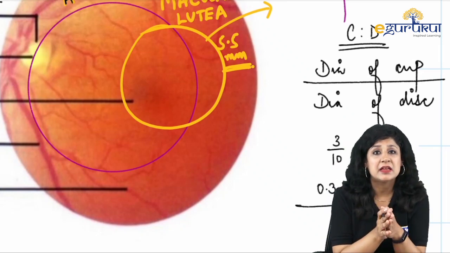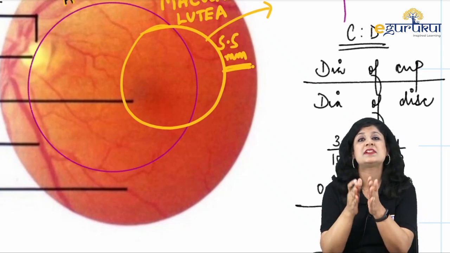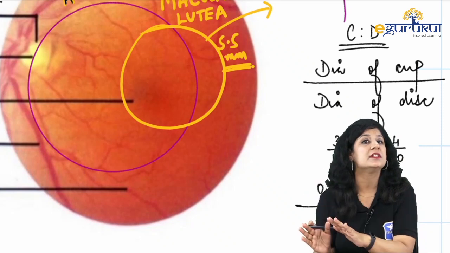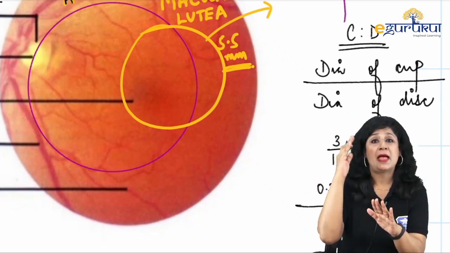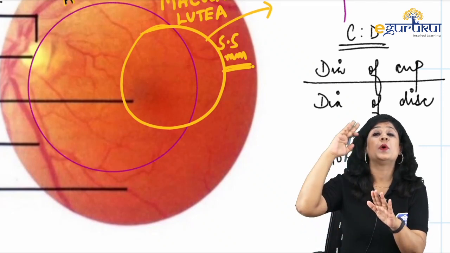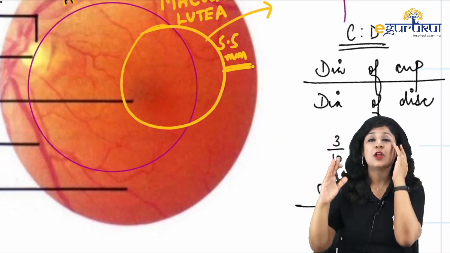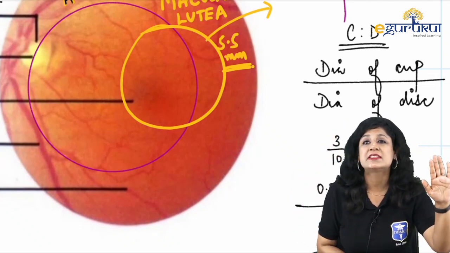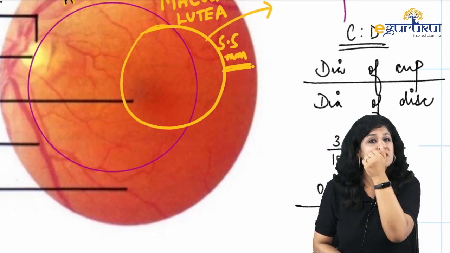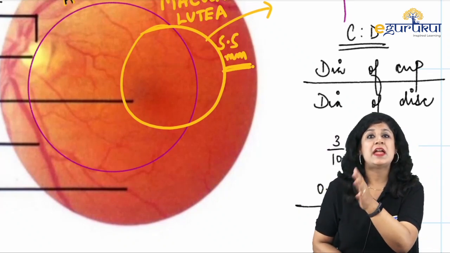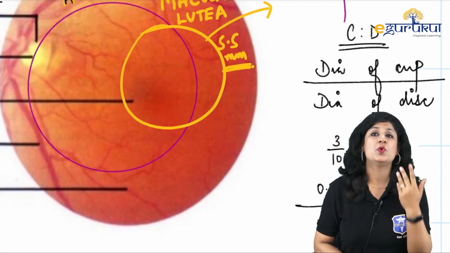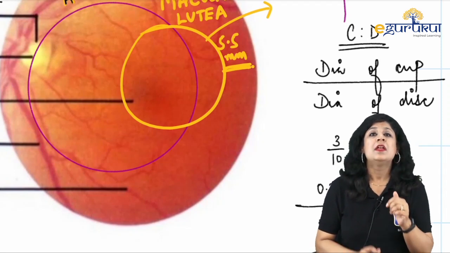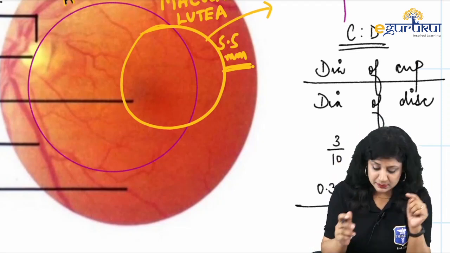Very important thing is that the macula will always lie on the temporal side. Means the macula of my right eye will be towards the right side and the macula of my left eye will be towards the left side. So, whichever side you are seeing the macula, it is that very eye. So, you can easily remember this. Okay. Now, what happens inside this macula?